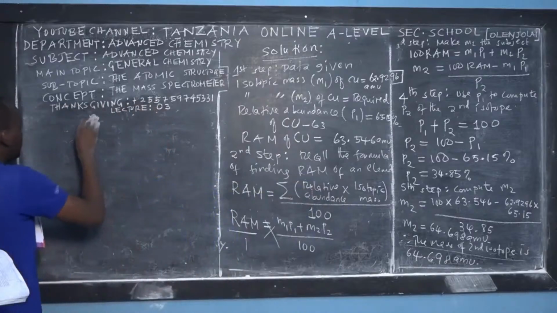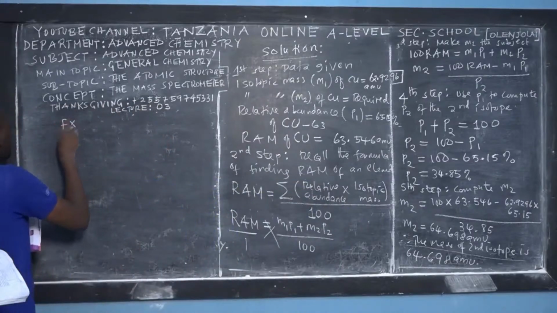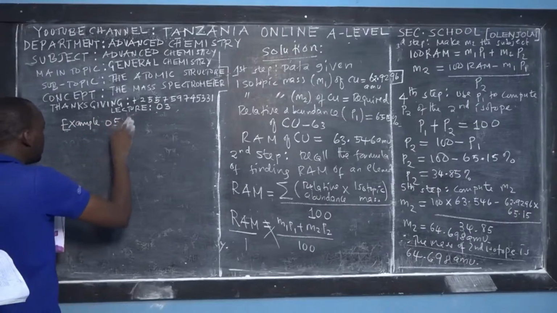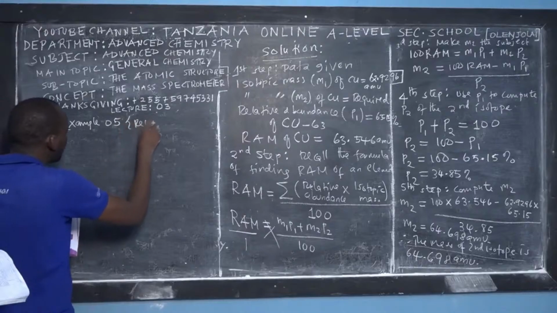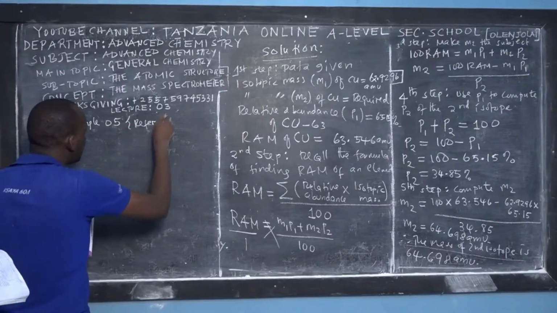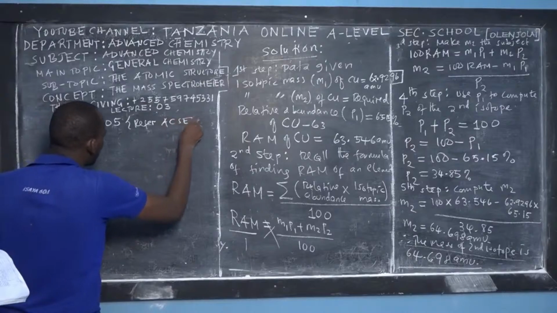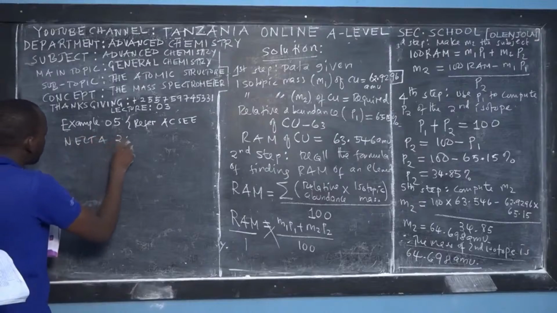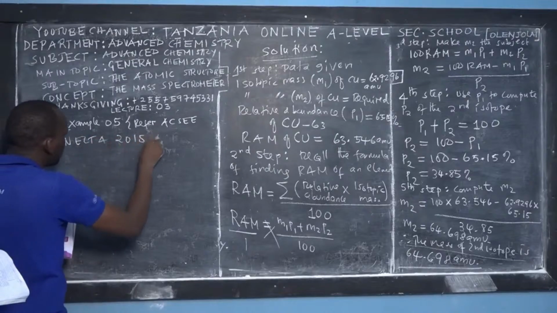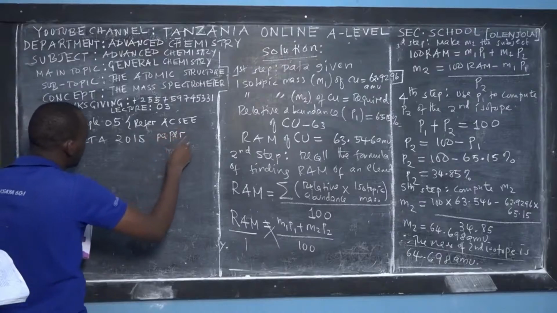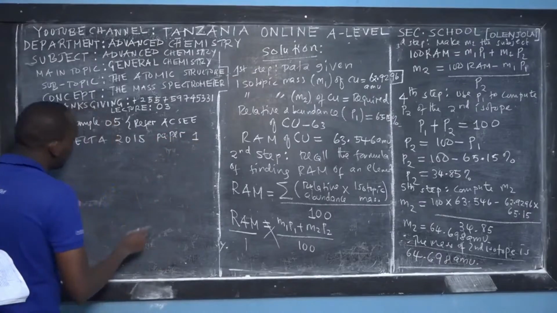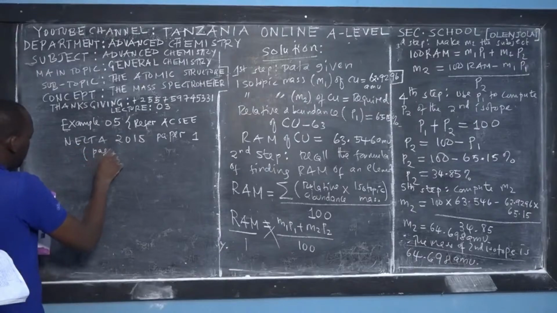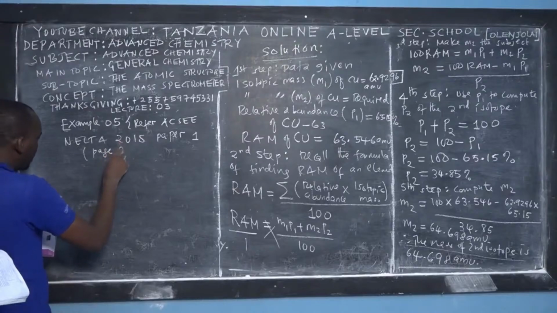So let me solve it for you. So this is example 4, example 5, sorry. And for this one you have to refer to the Advanced Certificate of Secondary Education Examination, NECTA, of 2016, paper 1. Okay, paper 1. And in the review, you'll find these questions in 2018.